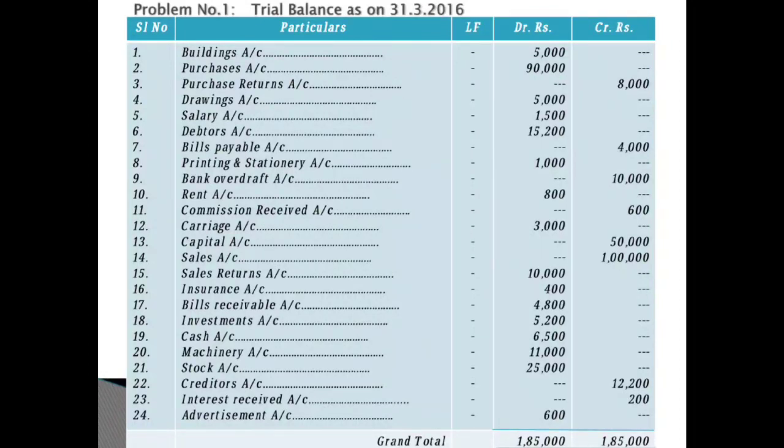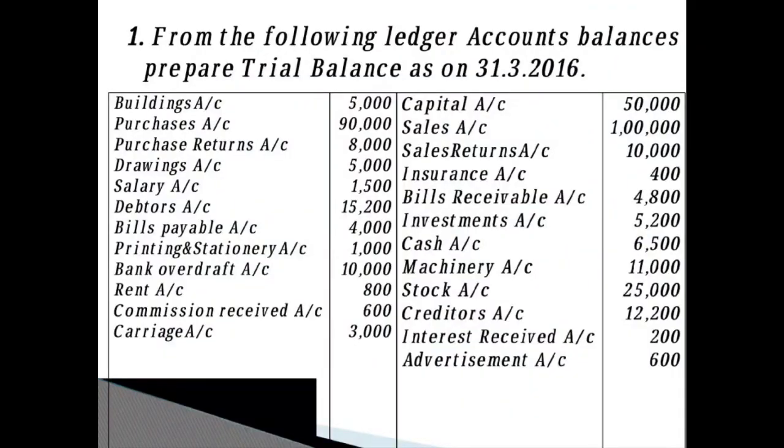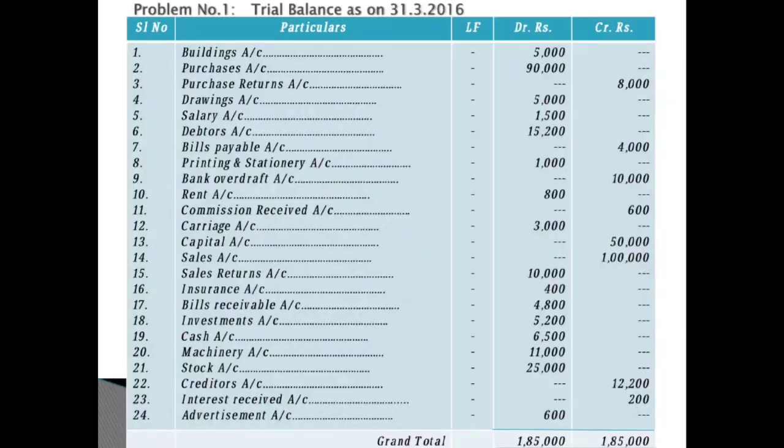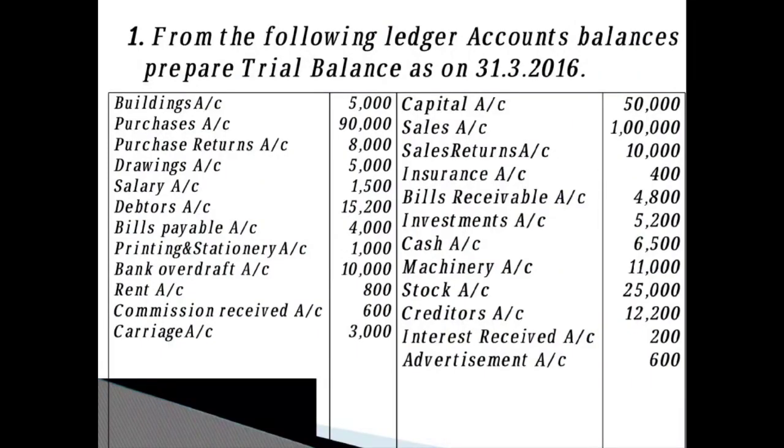Okay, then fourthly you have the drawings account, rupees 5,000. What is drawings? It is an expense, right? Personal expense of the proprietor. So drawings, as it is an expense, shows a debit balance. See, fourth one, drawings account, which shows a debit balance, means you should record it in the debit column, rupees 5,000.